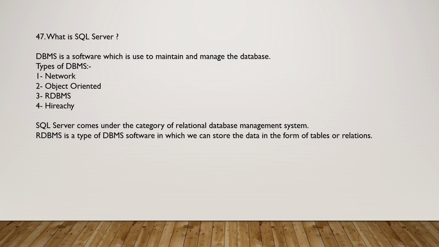What is SQL Server? For that, we first need to know what DBMS is. DBMS is software which is used to maintain and manage the database. There are four types of DBMS: network, object-oriented, RDBMS, and hierarchy. SQL Server comes under the category of Relational Database Management System. RDBMS is a type of DBMS software in which we can store the data in the form of relations or tables.